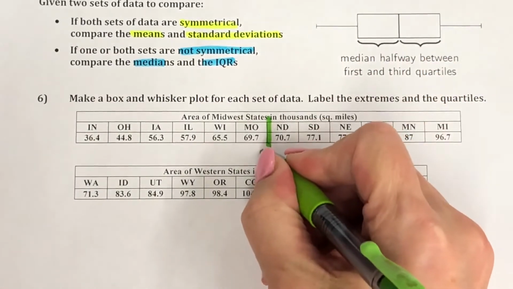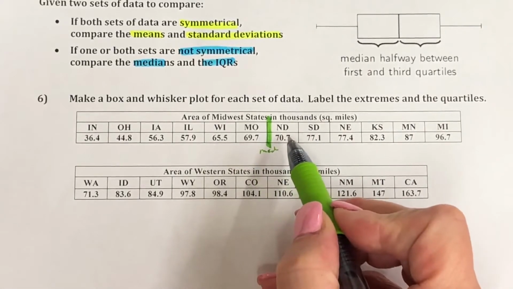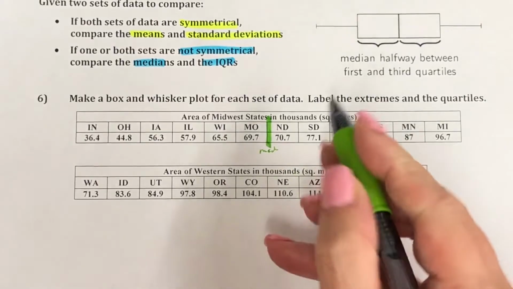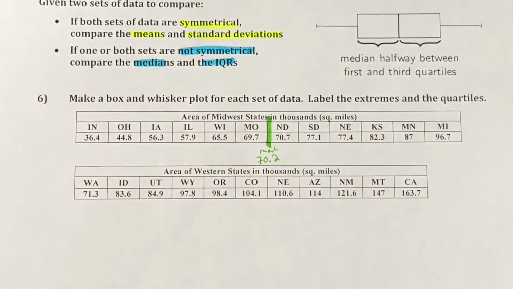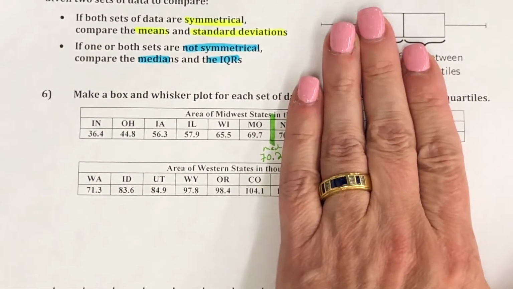This is our median. I do 69.7 plus 70.7, add this together, divide by 2, and I'm going to get 70.2. That's my median. Okay, now we're going to find the median of this half of the data.